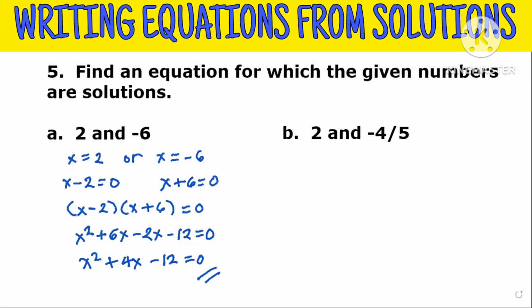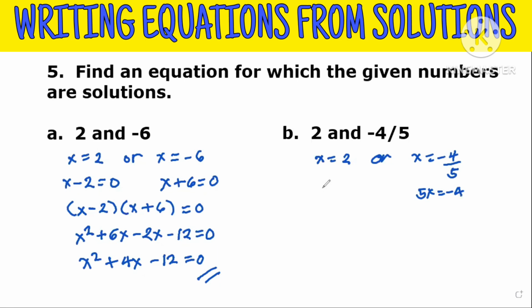Letter B, given 2 and negative 4/5. So paano pag mayroong fraction sa roots, no? So again, let us equate both to x. So x is equal to 2 or x is equal to negative 4 over 5. Now, to get rid of fractions, we can cross multiply, no? Or we can multiply both sides by 5. So we have 5x is equal to negative 4.